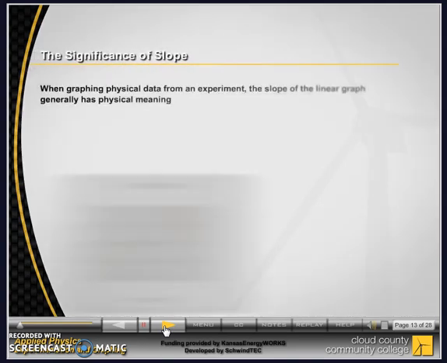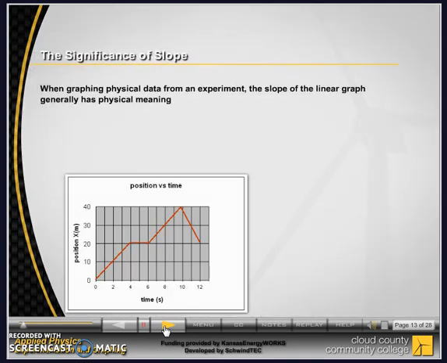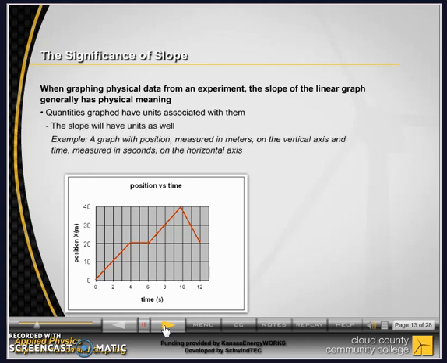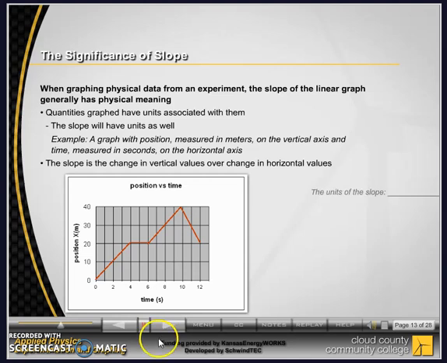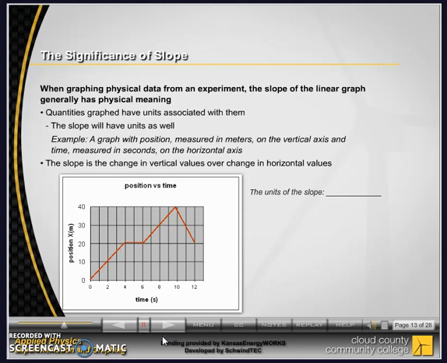When graphing physical data from an experiment, the slope of the linear graph generally has physical meaning. The quantities graphed have units associated with them, so the slope will have units as well. For example, suppose you plot a graph with position, measured in meters, on the vertical axis, and time, measured in seconds, on the horizontal axis. The slope is the change in vertical values over change in horizontal values, or in this case, change in position over change in time. What would the units of the slope be? What would the physical meaning of the slope of the line be?